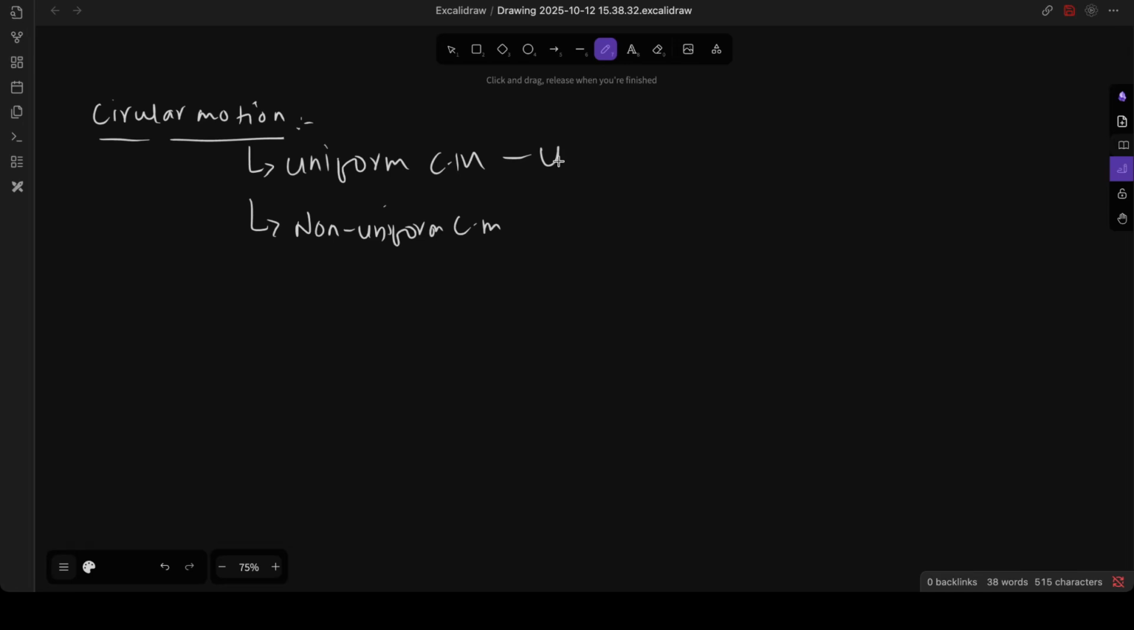So we just say UCM and NCM, just for the sake of simplicity. We don't have to worry about non-uniform circular motion. We will not talk about it at all. But what is uniform circular motion?